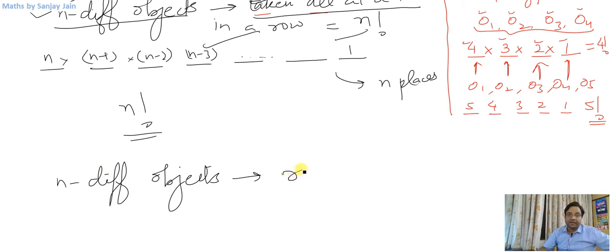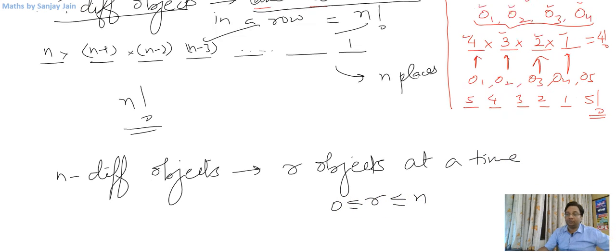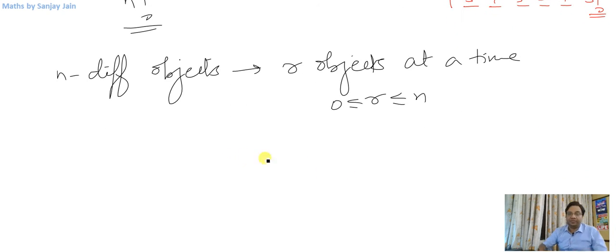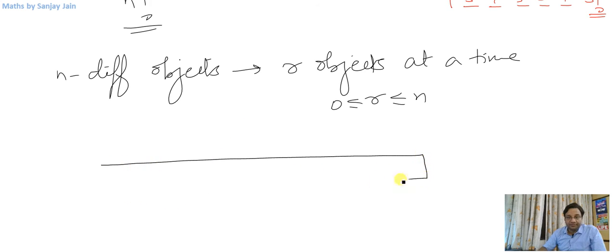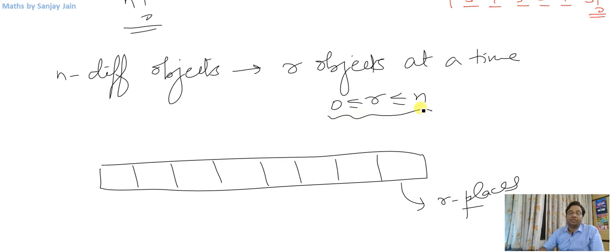Now we also learned if there are n different objects and you take r objects at a time, where r is less than or equal to n and greater than or equal to 0. So you may take out 0 objects, and you may take out all of them together. So now r objects taken at a time. So let us consider r places to be filled. These are r places, right? R number of places where r goes from 0 to n. Now we have got n different objects. So first place can be filled in n ways.